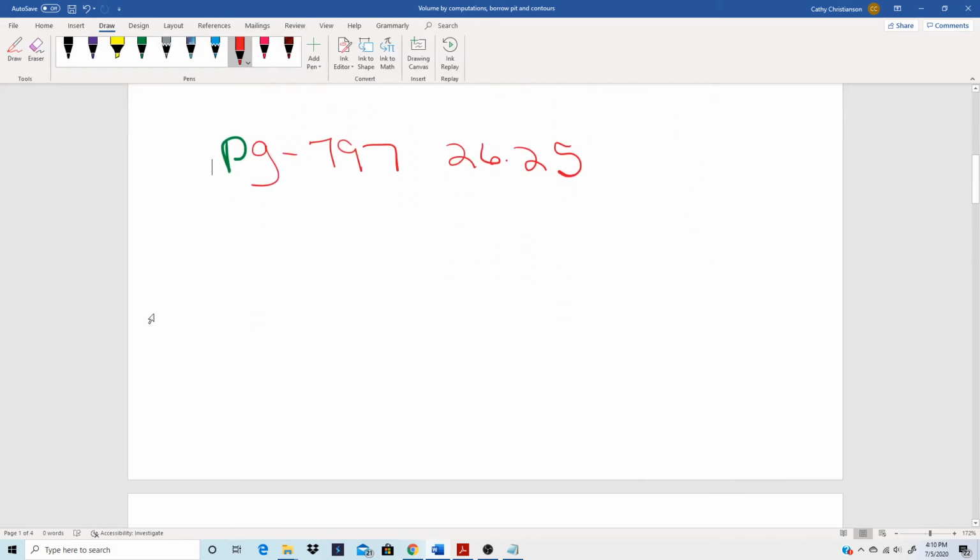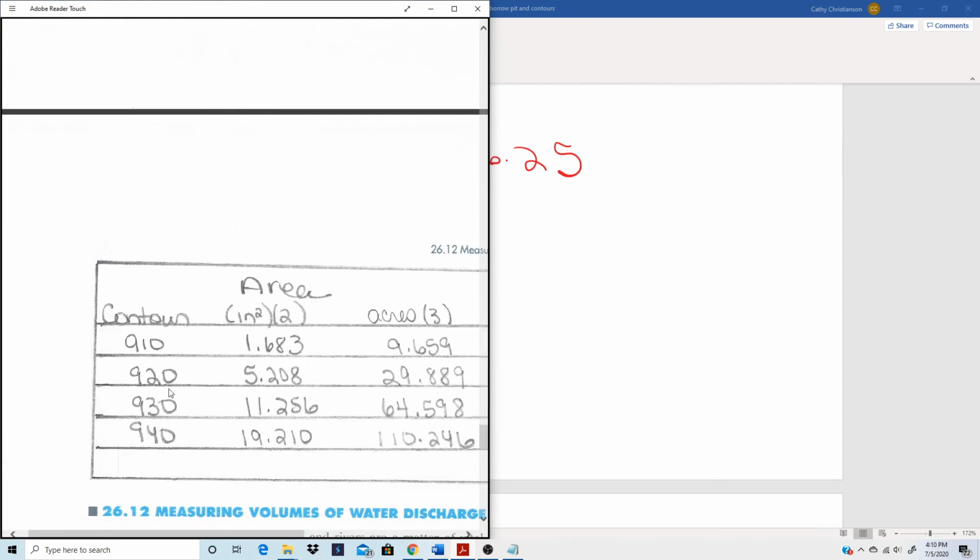Alright, I'm going to set this up in a chart form, kind of like they did. So I'm going to set it up and put my contour intervals here and then my area here. And then I can do a column for my average. So it wants to compute this in acre foot between the two. So it wants it in acre foot.